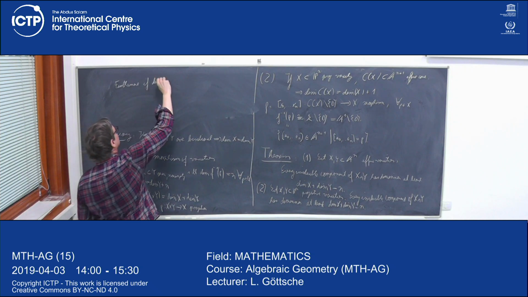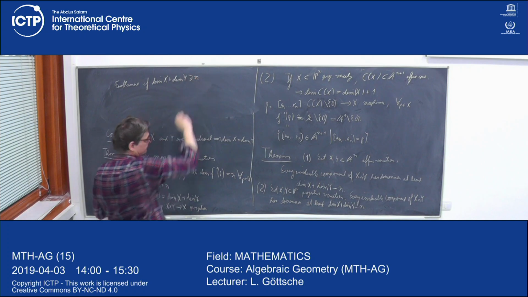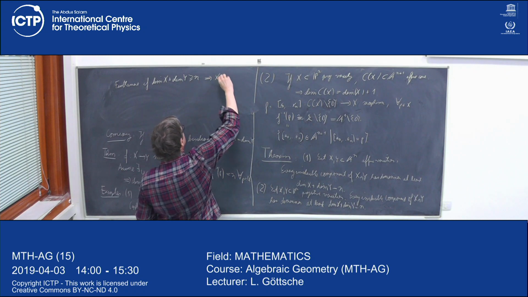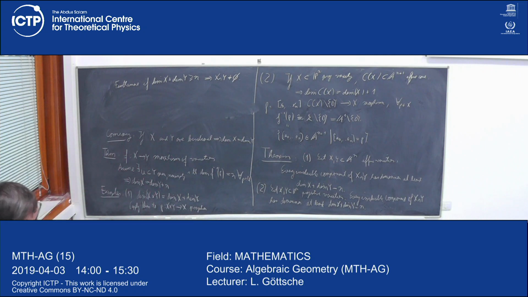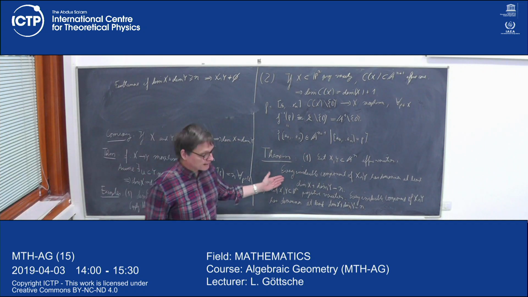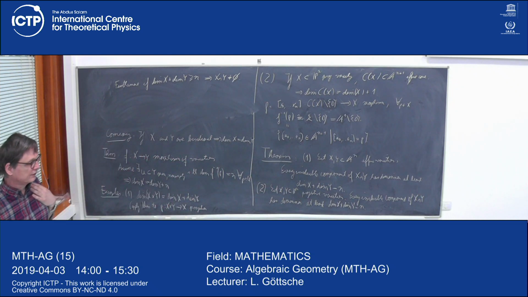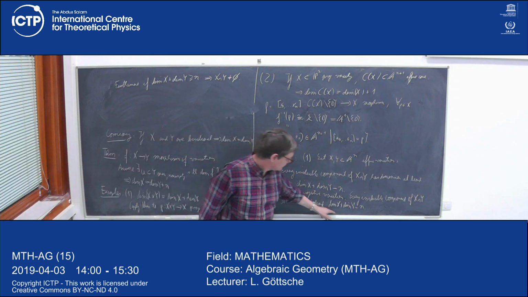If the dimension of x plus the dimension of y is bigger or equal to n, then it follows that x intersected y is not empty. So this is very different from the affine case. In particular, we see any two hypersurfaces in a projective space will intersect, but much more general: just if the dimensions add up to at least n, we get a non-empty intersection, and its dimension will be at least this.